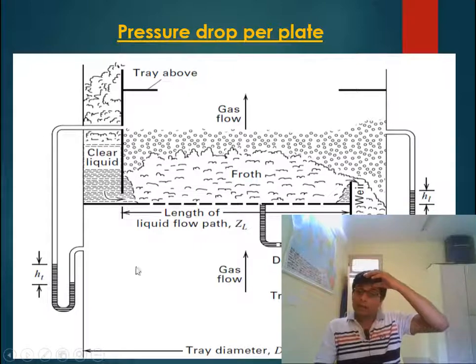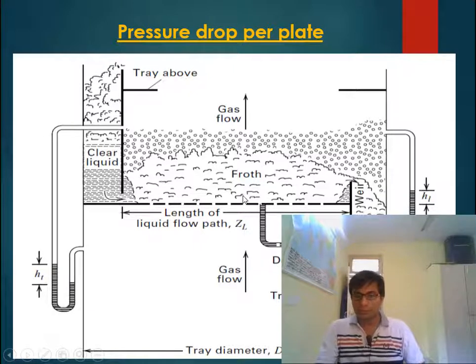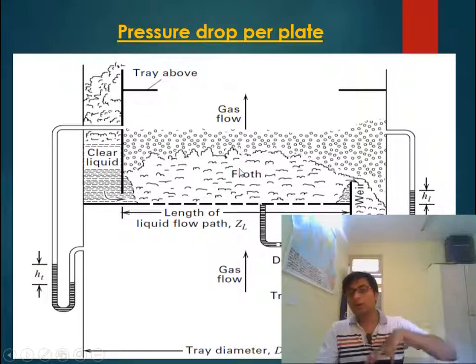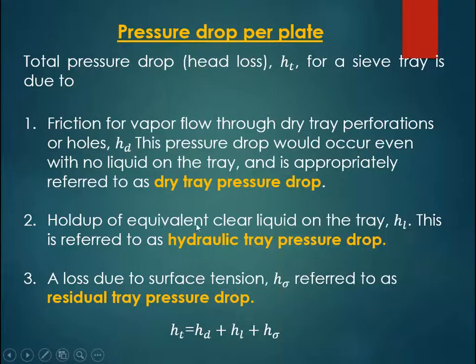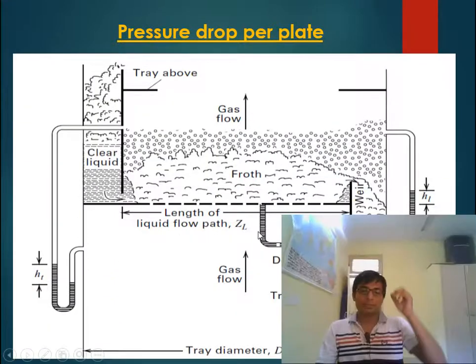Now, when vapor has crossed this tray and has reached here, it finds that there is a head of liquid, a pool of liquid, and it has to go through this pool of liquid. This pool of liquid also provides some restriction to vapor flow, and because of that there will be a pressure drop. Because of this head of liquid or holdup of liquid, the pressure drop of vapor is called the hydraulic tray pressure drop, represented by HL. L represents liquid here.